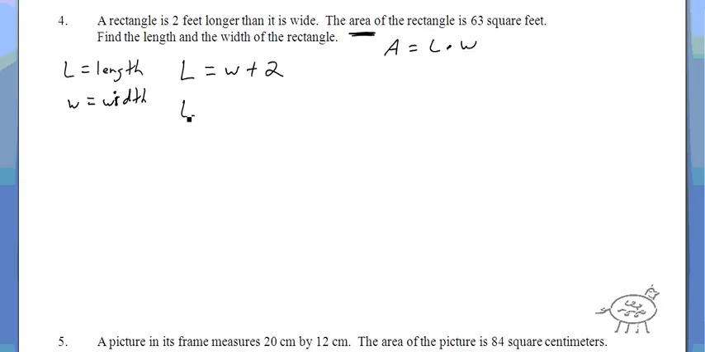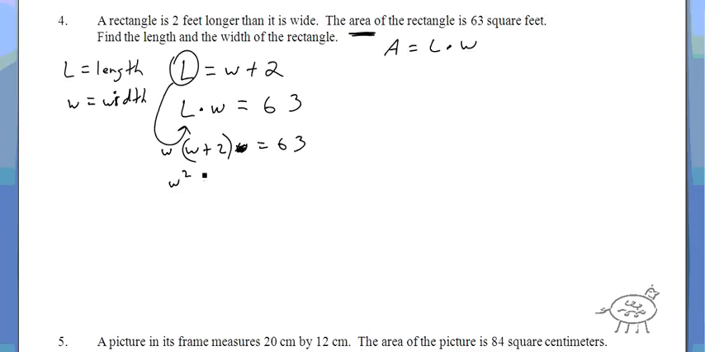So there we go. We got L times W is equal to 63. This is just like those other problems we did before, where you just substitute that in. So that L goes right into there, and we have W plus 2 times W equals 63. Pretty easy, just substitution. And then I'm going to put this W in the front, because again, I like that in the front. So I get W squared plus 2W equals 63. I'm going to subtract 63 from both sides. So we get W squared plus 2W minus 63 equals 0.